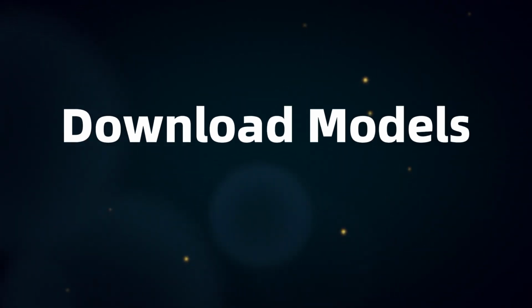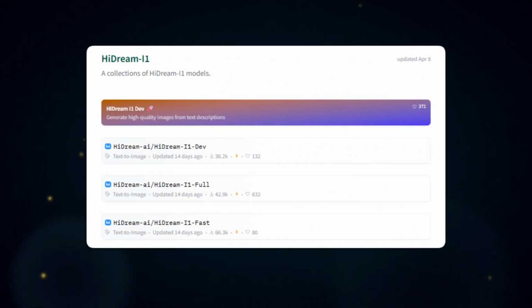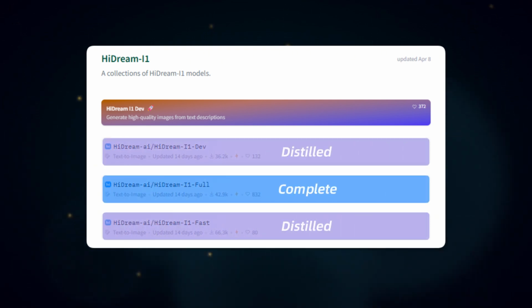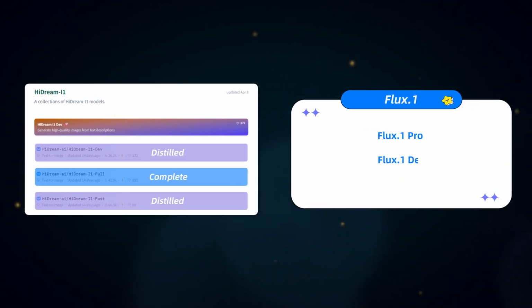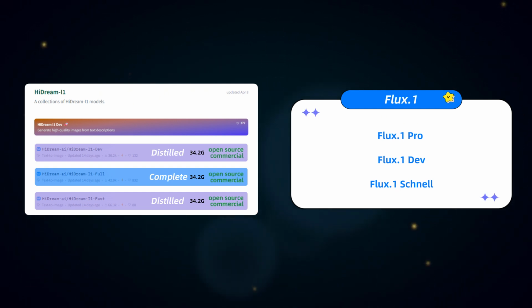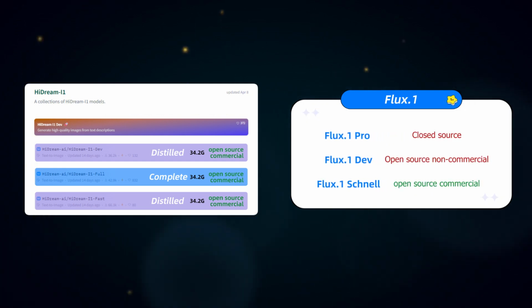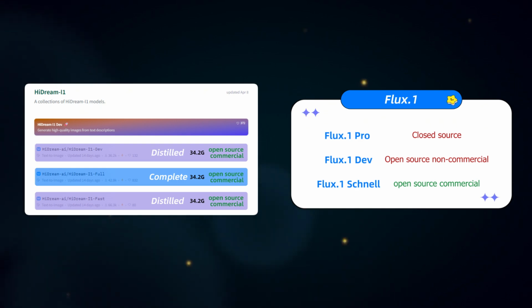As usual, start by downloading the model that suits your needs. The i1 model comes in 3 versions: Fast, Dev, and Full. The full version is the complete model, while Dev and Fast are 2 distilled versions. Similar to the Flux Series Pro, Dev, and Schnell variants, these 3 models have identical file sizes and VRAM requirements. Additionally, all 3 i1 models are licensed under the MIT license, commercial use allowed, unlike the Flux series, where only the Schnell model is commercially available.